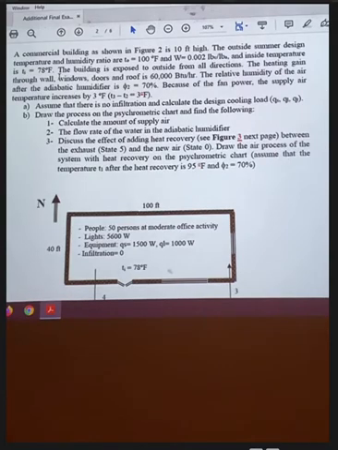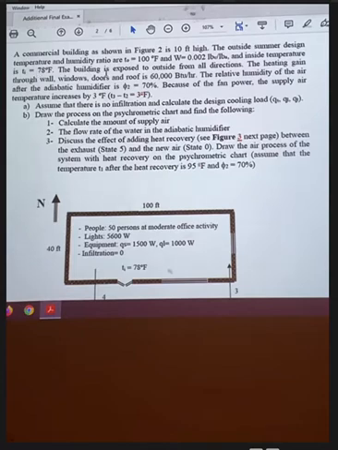So this question here is about air conditioning for cooling for summertime. A commercial building is as shown in figure 2, is 10 feet high. The outside summer design temperature and humidity ratio are: the outside temperature is 100 Fahrenheit, and the humidity ratio is 0.002. The inside temperature is 78. So we are given only the inside temperature.